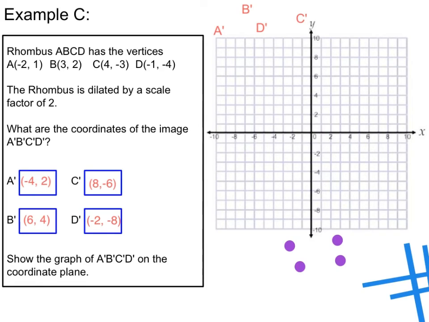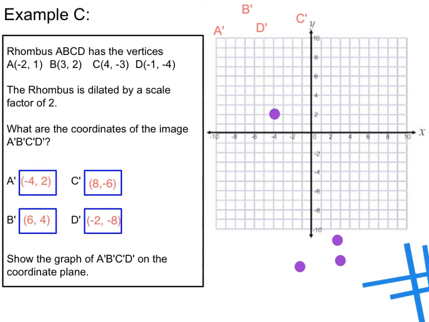Now, the only way to really check this is to plot the original points and then to make sure that our shape has gotten bigger and further away from the origin, or to check our multiplication with a calculator. Both those methods will work if you're looking to see if your answer is correct. But for now, let's just make sure that our points are on the graph and making a rhombus.